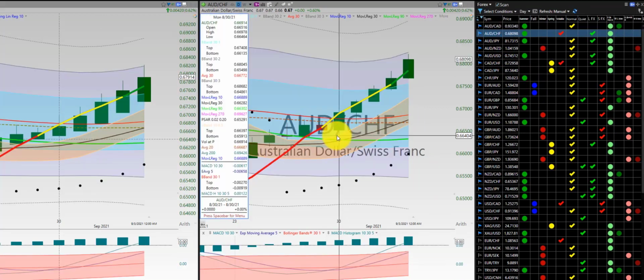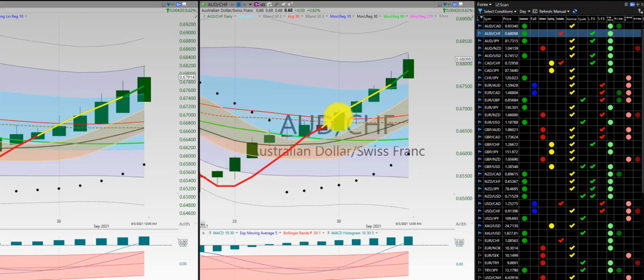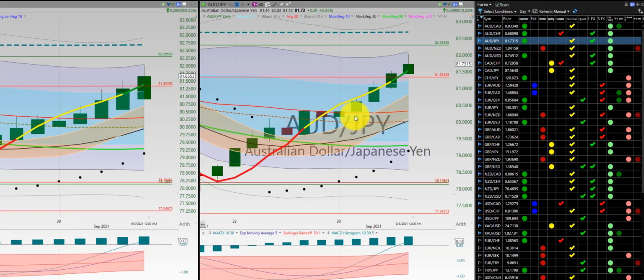Aussie dollar, Swiss franc, no trade here. Heikin-Ashi not in agreement. We had two candles north of the RL10, 1 to 3 punch out. Aussie dollar, Japanese yen, had initial trade here for a 1, 2, 3 punch out.